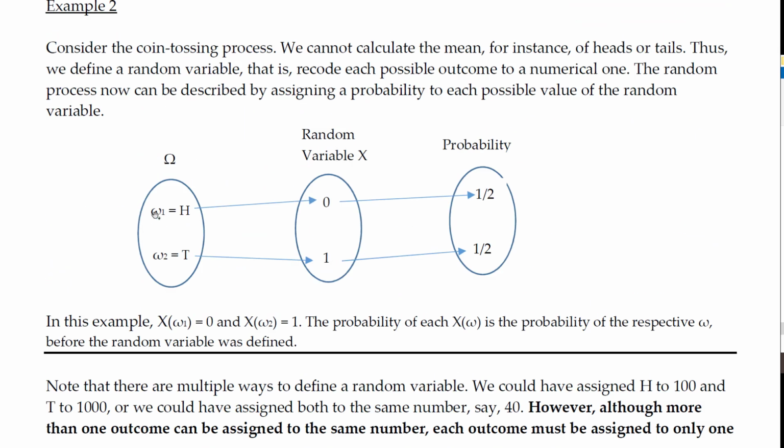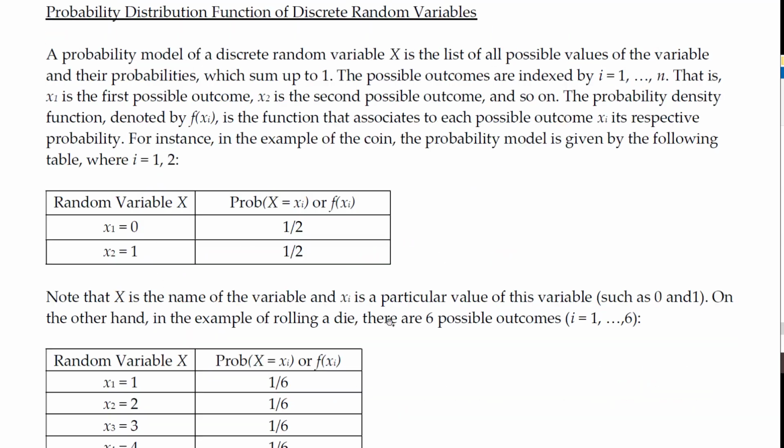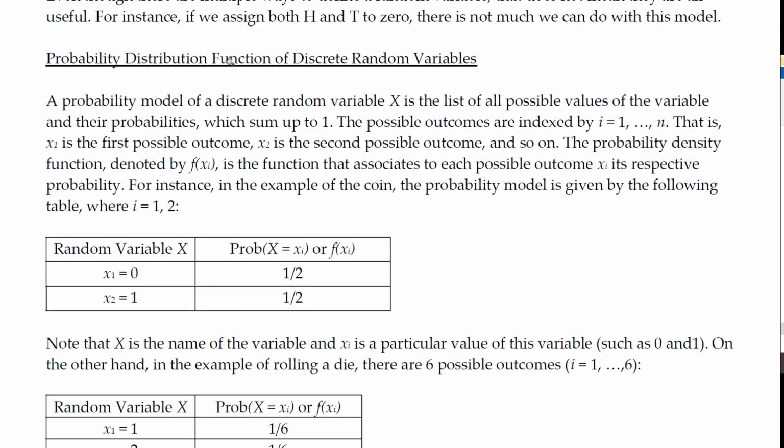Now, we talked about the function that is linking the outcomes to numbers. Now, let's talk about the second function here that is linking the random variable to the probability. We are going to define the probability distribution of a discrete random variable. These notes and the next are all about discrete random variables. Soon enough, we'll be talking about continuous random variables. We'll talk about that later. So, a probability model of a discrete random variable X is the list of all possible values of the variable and their respective probabilities, which sum up to 1.